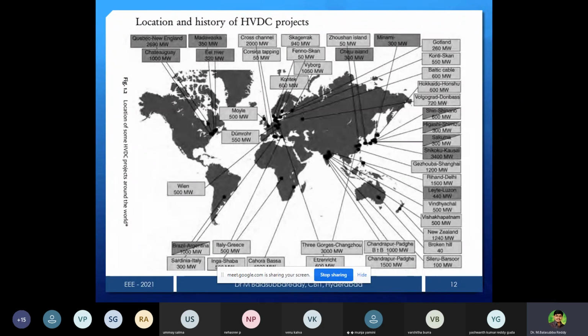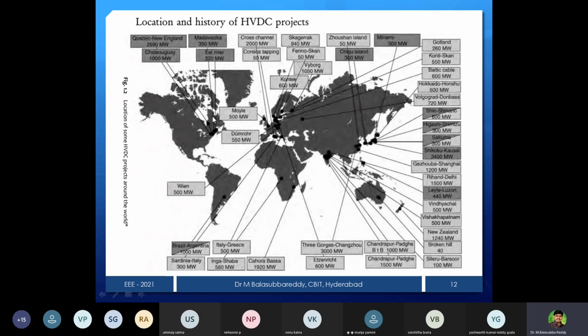of HVDC projects, where the HVDC links are available globally and what the power rating is, all these things I mentioned here. You can just glance at them: a lot in India and New Zealand, and then Australia, USA, many countries have already established them, and even our Visakhapatnam has a 500 megawatt HVDC transmission line, and New Zealand has 1240 megawatt. So like that, many areas use it.